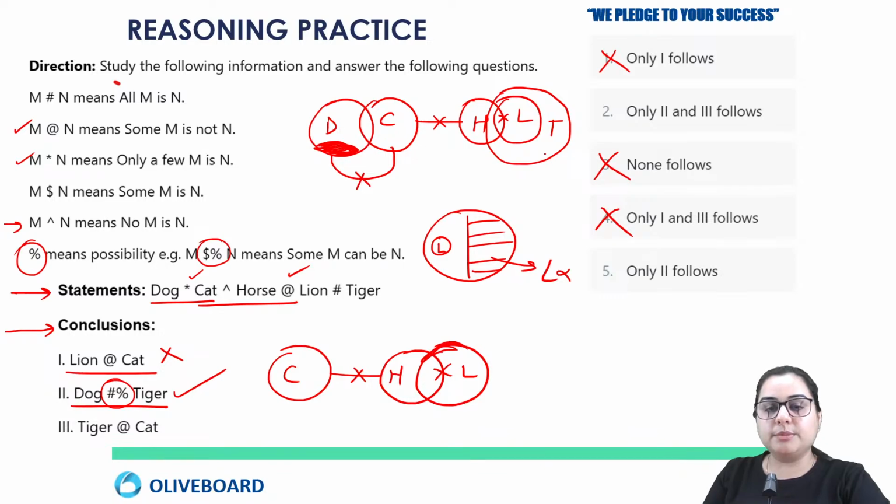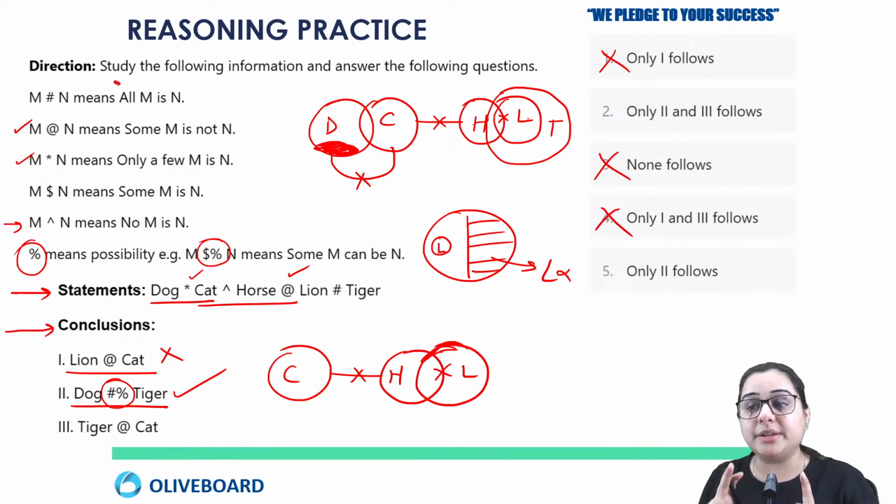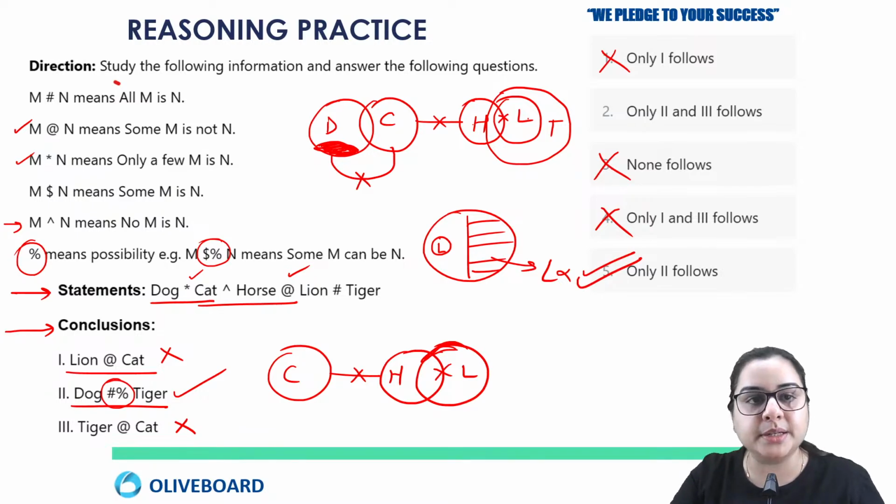That's true. But there is no definite relation between H and L, because if you remember, I had explained earlier also, when he says some not, that doesn't mean that they have a relation of some. And if H and L do not have a relation of some, I cannot say that some tiger is not cat. So that makes the third conclusion wrong, and hence the answer will be option number 5. That is only 2 follows. So I hope this is clear.